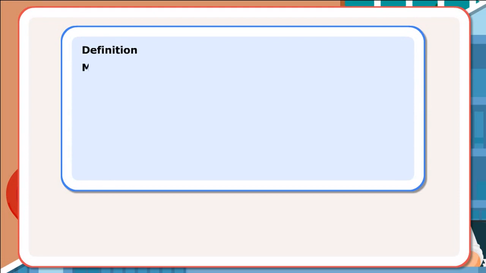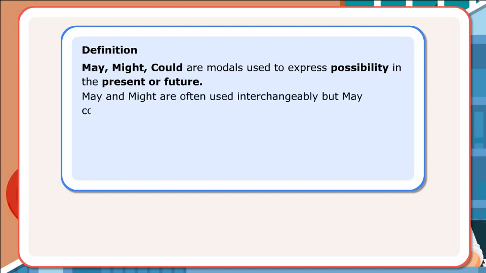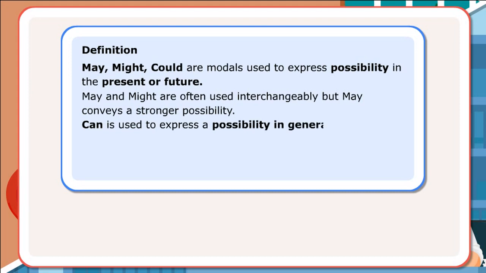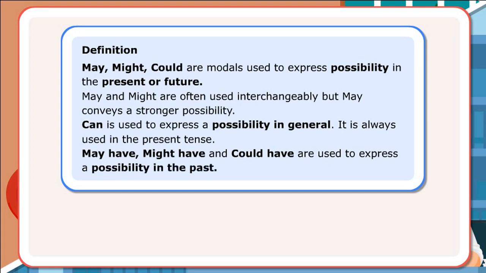Definition. May, might, could are modals used to express possibility in the present or future. May and might are often used interchangeably, but may conveys a stronger possibility. Can is used to express a possibility in general. It is always used in the present tense. May have, might have, and could have are used to express a possibility in the past.